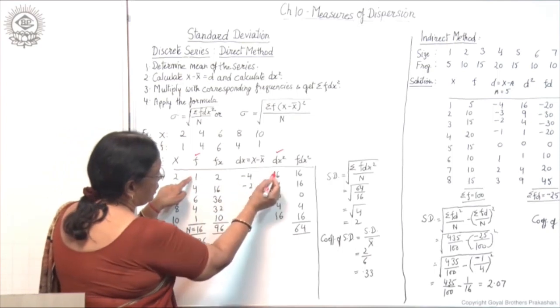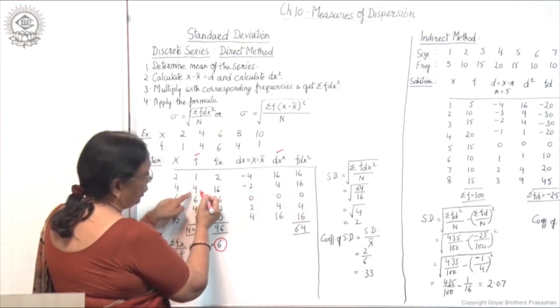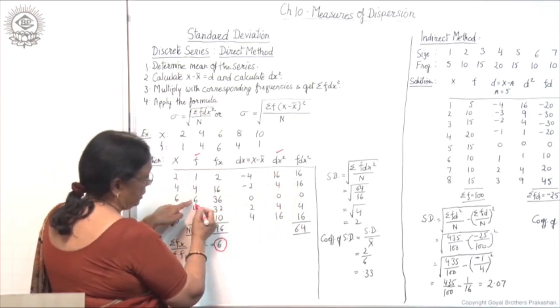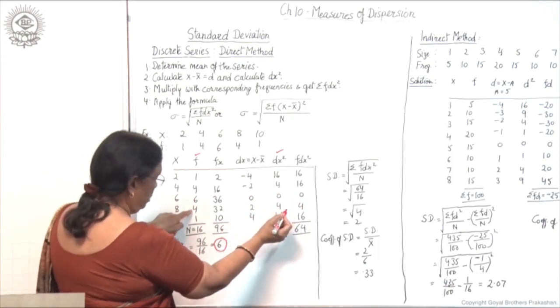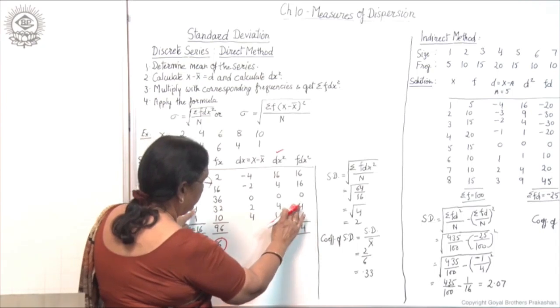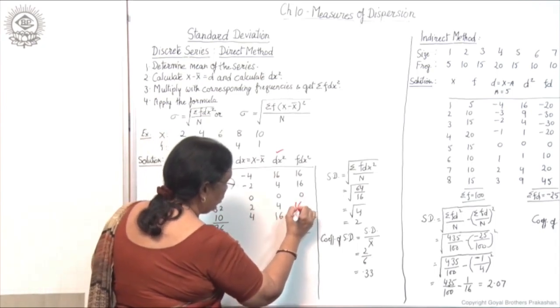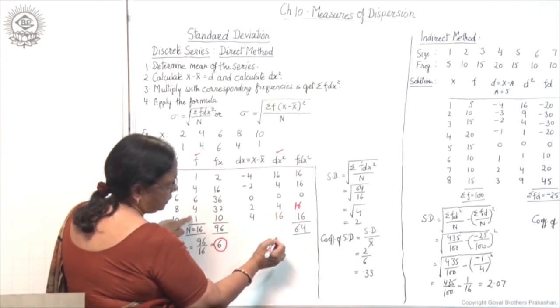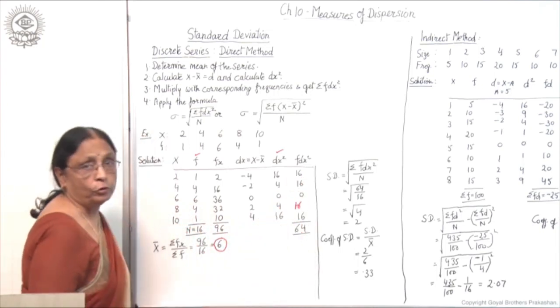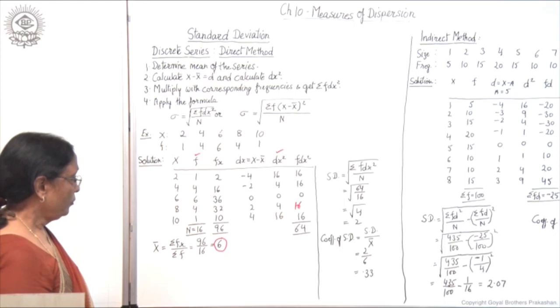And 1 into 16 is 16, 4 into 4 is 16, 6 into 0 is 0, 4 into 4 is 16, 4 into 4 is 16 and 1 into 16 is 16, and the total is 64. Right?